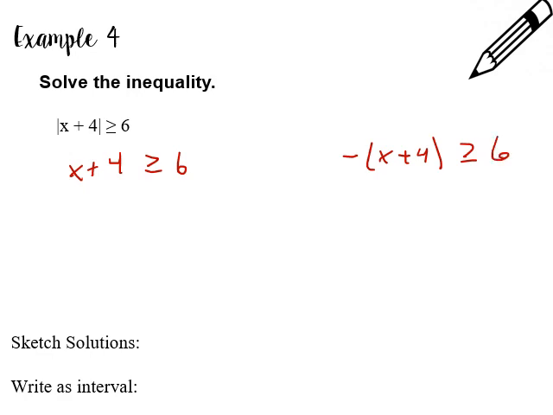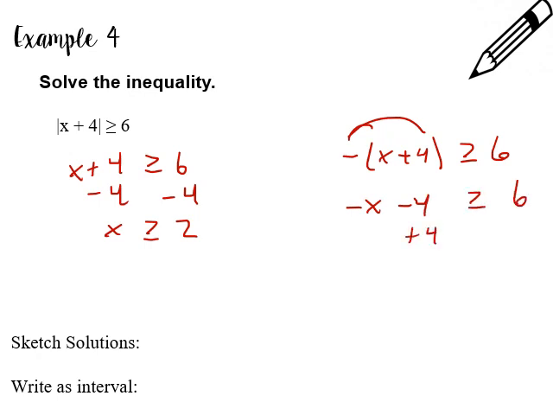And we do that every time, because it's accounting for both portions of our absolute value. Now I can solve for x and write my answer. Subtract 4, so x is greater than or equal to 2. Distribute the negative. Negative x minus 4 is greater than or equal to 6. Add 4. Negative x is greater than or equal to 10. Let's get rid of that negative sign. So x is now, flip the sign, less than or equal to negative 10.